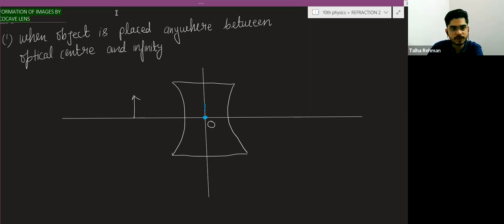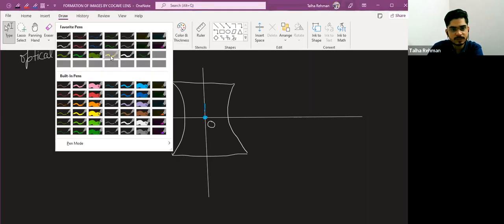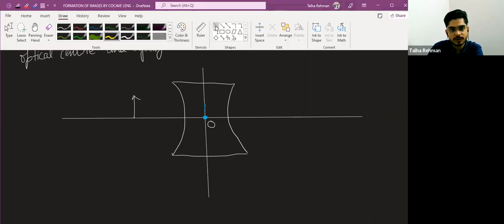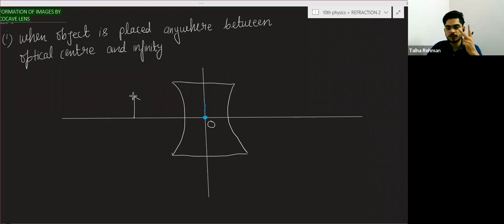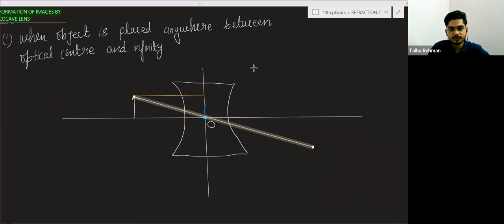Now we have to draw the ray diagram for the formation of the image of this object. For the image formation, two rays are required from the object. The first ray will be like this, and another ray from the object will be like this. And the first ray is parallel.